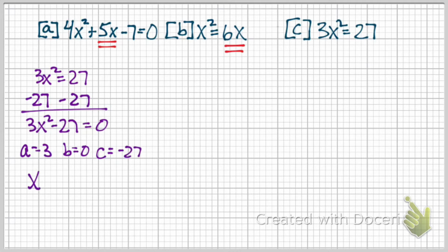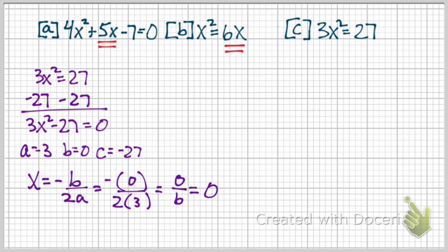If I use x equals negative b over 2a, I will have negative empty bracket over 2 empty bracket, and my b value is 0. So no matter what my a value is, 0 divided by, in this case, 6 is 0. So my axis of symmetry has the equation x equals 0.